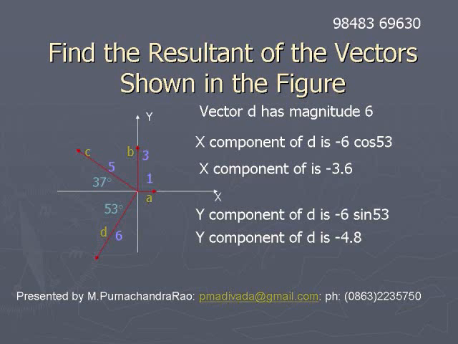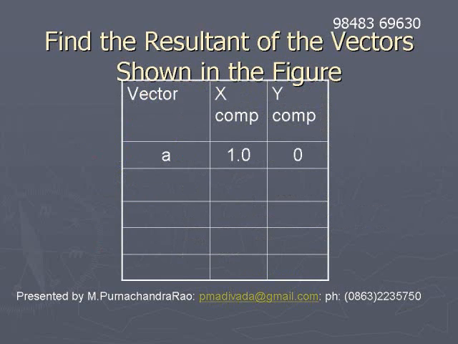Hence minus 6 sin 53 becomes minus 6 into 4 by 5, which becomes minus 4.8. Like this we get the components of D. To find the resultant of the four vectors, first let us write their components in a tabular form. Vector, x component, y component.